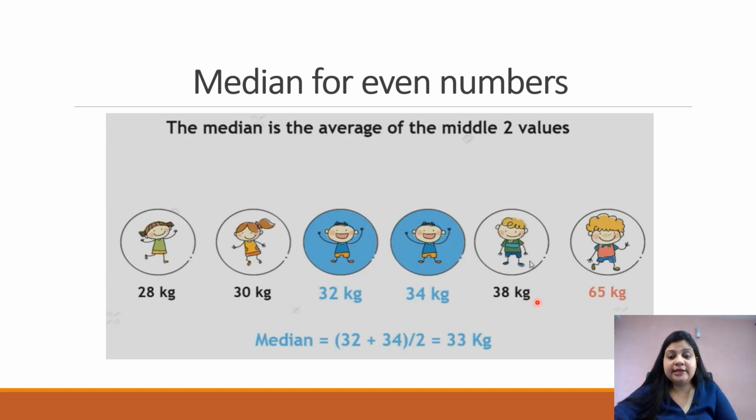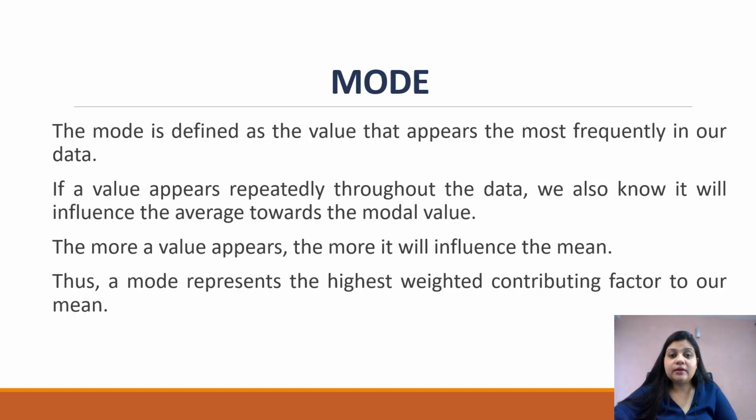The median of two middle numbers with an even count: if we have 6 children with weights 28, 30, 32, 34, 38 and 65 kg, then we take the two middle elements, that is 32 plus 34 kg divided by 2, which comes out to be 33. So in this case, the median will be 33 kg.